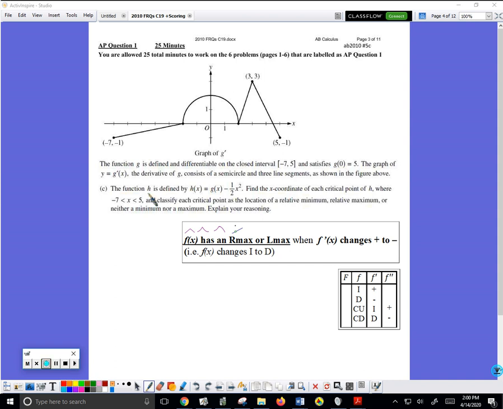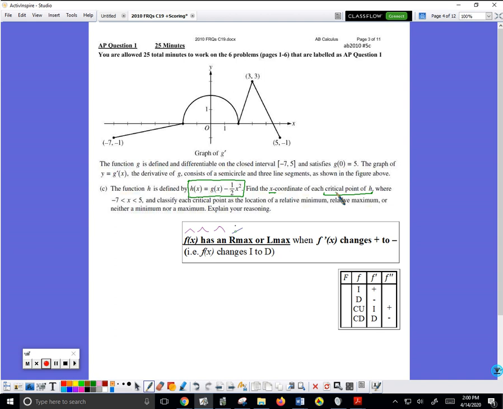The function h now, defined by this formula, so definitely pay attention to that. This is the function h. Find the x-coordinate of each critical point of h. Stop right there. Once they ask you to do something, you should stop.